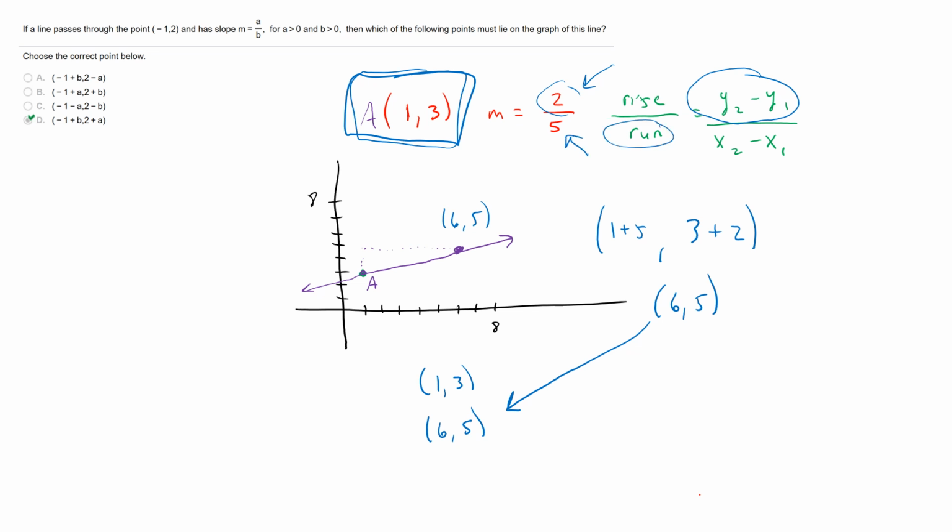All right, so if we go back to the actual problem here, they want to know if we have the point (-1, 2), and the slope is a over b, where a and b are both positive numbers, then again, the top number represents the rise of the y coordinates, and the bottom number represents the run, or the x coordinates. So once we have one point, to get another point, what we would do is add the bottom number b onto the x's, and we would add the top number a onto the y's. And so it looks like D is the answer choice.